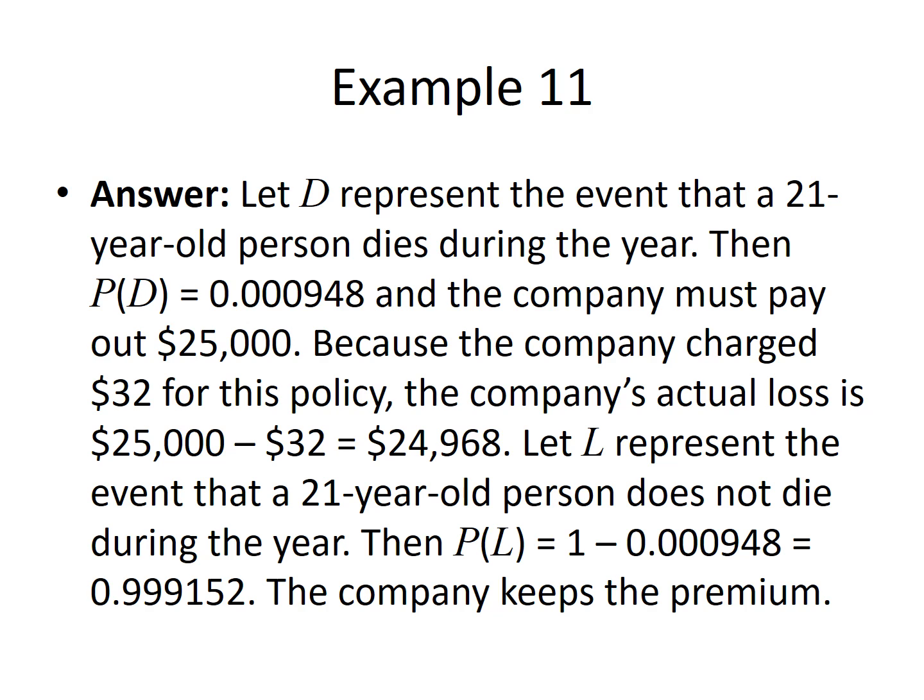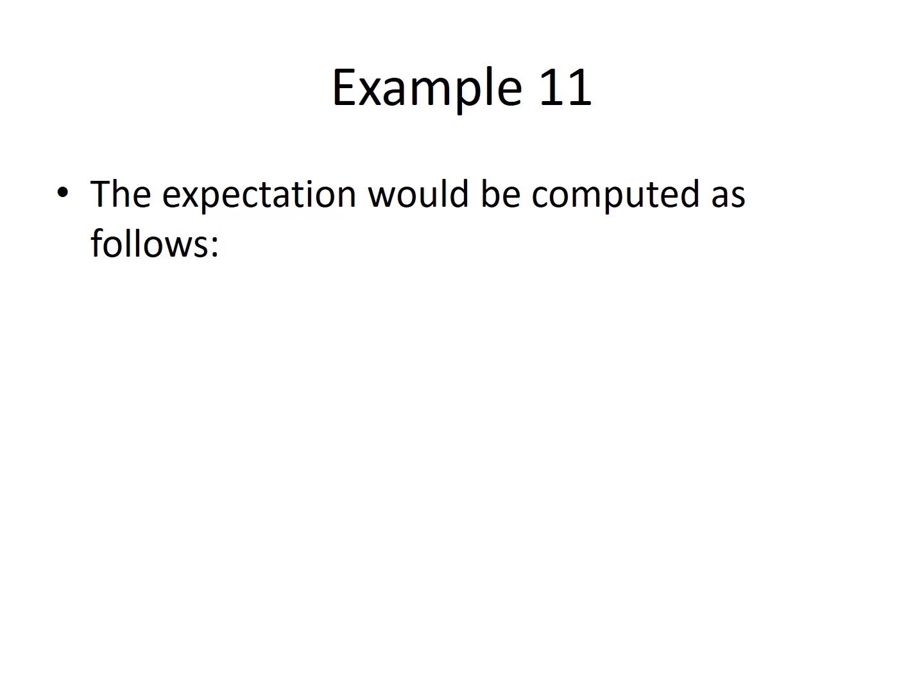Let's let L represent the event that a 21-year-old person does not die during the year. Then the probability of them living would be 1 minus this 0.000948, which is about 0.999152. The company also keeps the premium. The expectation would be computed as follows.